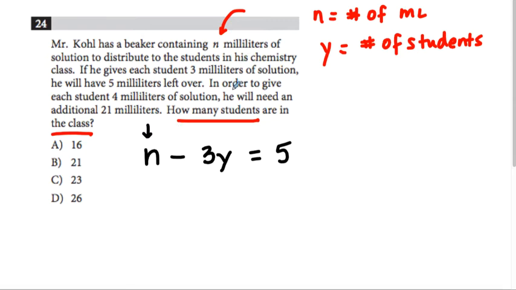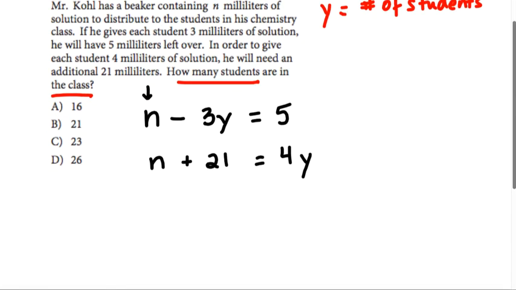Equation number 2, it said, in order for him to give each student 4 milliliters of solution, he would need an additional 21. So I took the original he started with, and I added 21 to it. That would allow him to give each student 4, which would be 4 times the number of students, so 4y. And there was my equation.